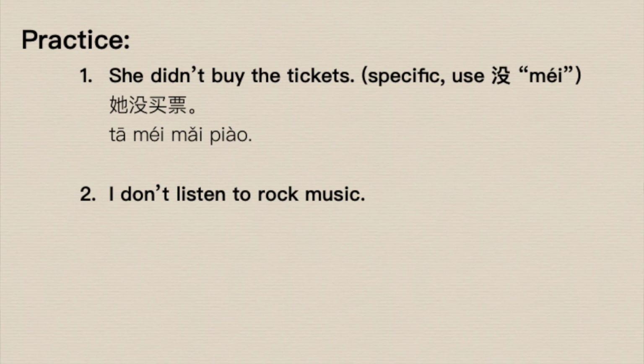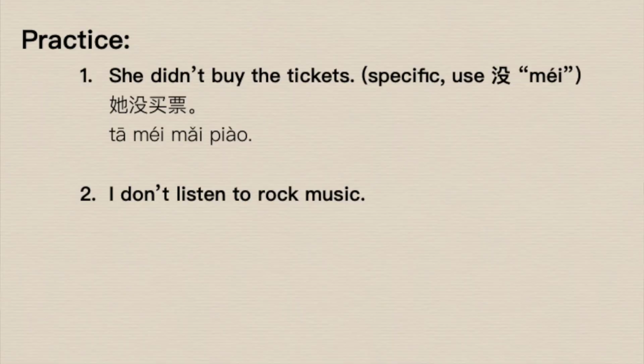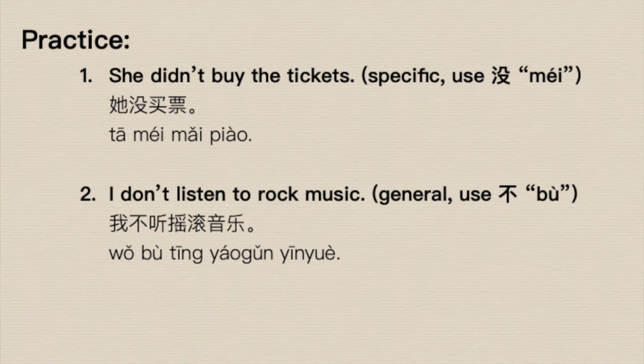For example, we must have known she was going to go buy tickets yesterday. However, we're now being informed she did not buy those tickets. She did not buy tickets. This is a specific thing, not in general, on principle, she never buys tickets. Let's look at the second one. I don't listen to rock music. Is this a general practice? Yes, it is. So if you said we should use bu for this sentence, you are correct. 我不听摇滚音乐. Right? I don't listen to rock music in general. This is in general, not a specific time where we did not listen to rock music.